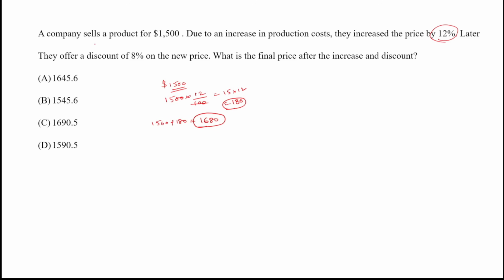And after that, they offer a discount of 8% on the new price. Now the new price is 1680, and on that price they offer a discount of 8%. So now we need to calculate 8% of 1680. For that you can write 1680 into 8 by 100. So here zeros will get cancelled, and in the 2 table, 8 will get cancelled 4 times and 10 will get cancelled 5 times. Then we have 168 into 4 by 5. So 168 into 4 is nothing but 672 by 5.